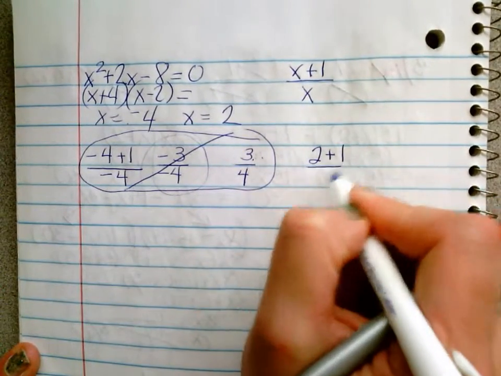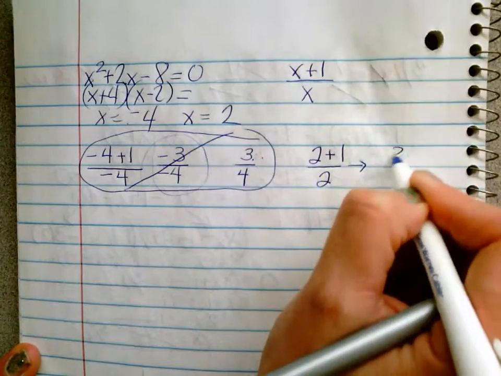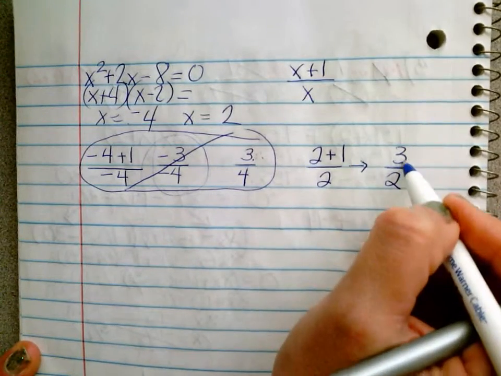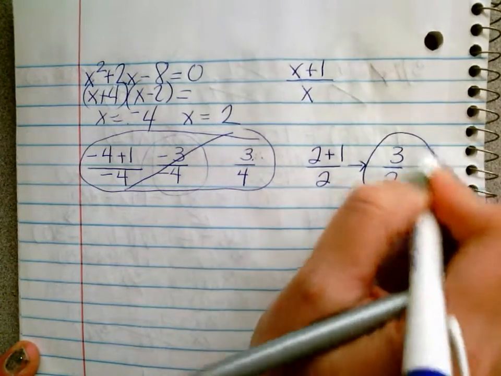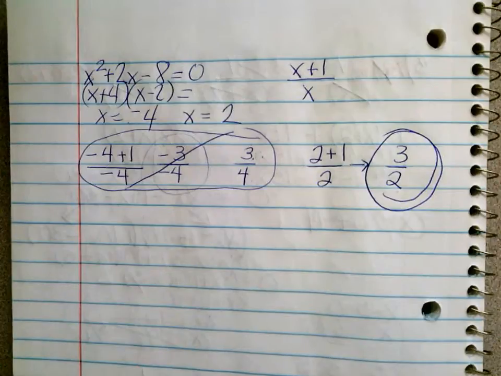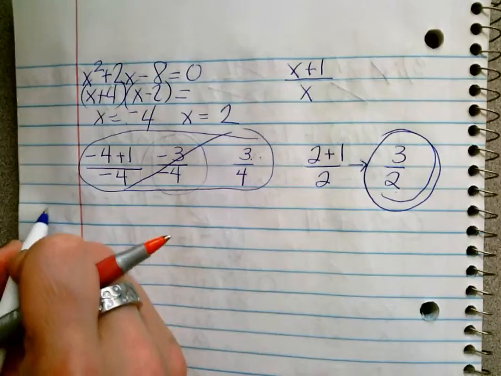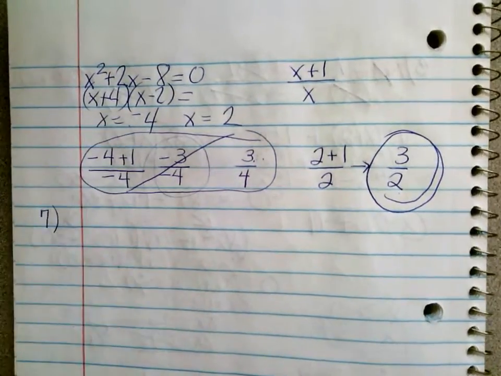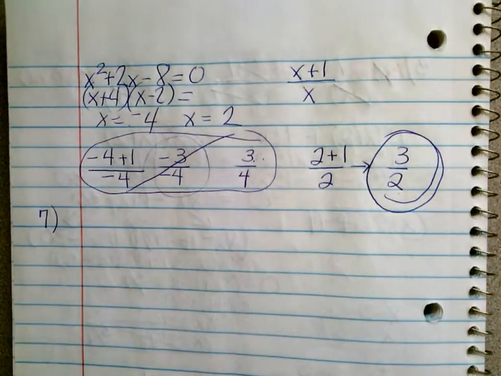2 plus 1 over 2. 3 halves. Is the numerator 1 larger than the denominator? There's your answer. So when you solve it, make sure that you answer whatever it is they want. Number 7. Number 7 actually isn't too hard.